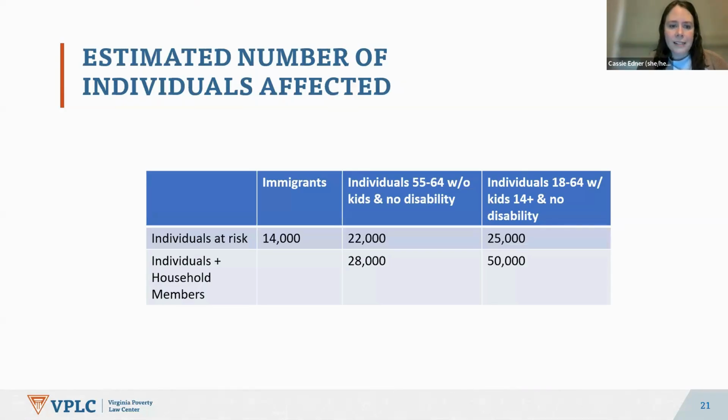So, estimated number of individuals affected. An estimated 14,000 immigrants are at risk of losing their SNAP benefits. I don't have the number of U.S. citizen children that are in these households. But for individuals 55 to 64 without kids and disabilities, 22,000 individuals are at risk if they don't meet that requirement, and it includes 28,000 individuals in the household. There was some confusion in the way that it was worded. That 28,000 includes the 22,000 at the top. And then for individuals 18 to 64 with kids 14 plus and no disabilities, you're looking at 25,000 individuals and 50,000 members in the household. Again, that 50,000 includes the 25,000.